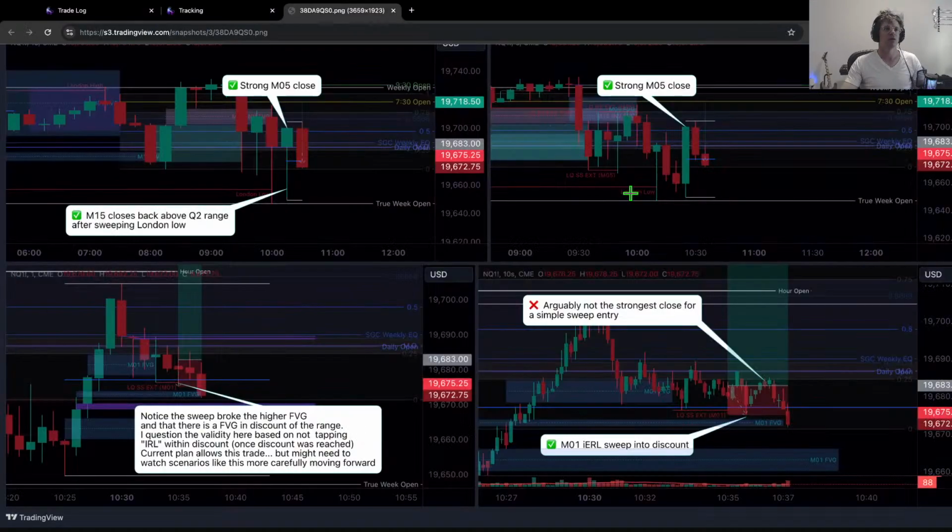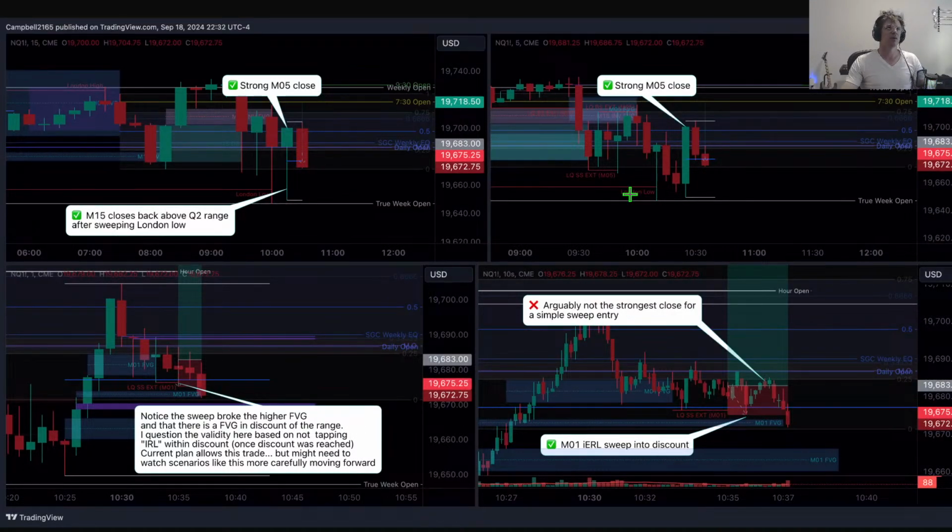And so this is where I follow. This was actually an okay trade. There was a lot of confluence here. We had taken out London low. The negative side, and I'm noticing this more and more, is a lot of the strategies I follow struggle when you're in this Q2 range here. So that was the negative side.